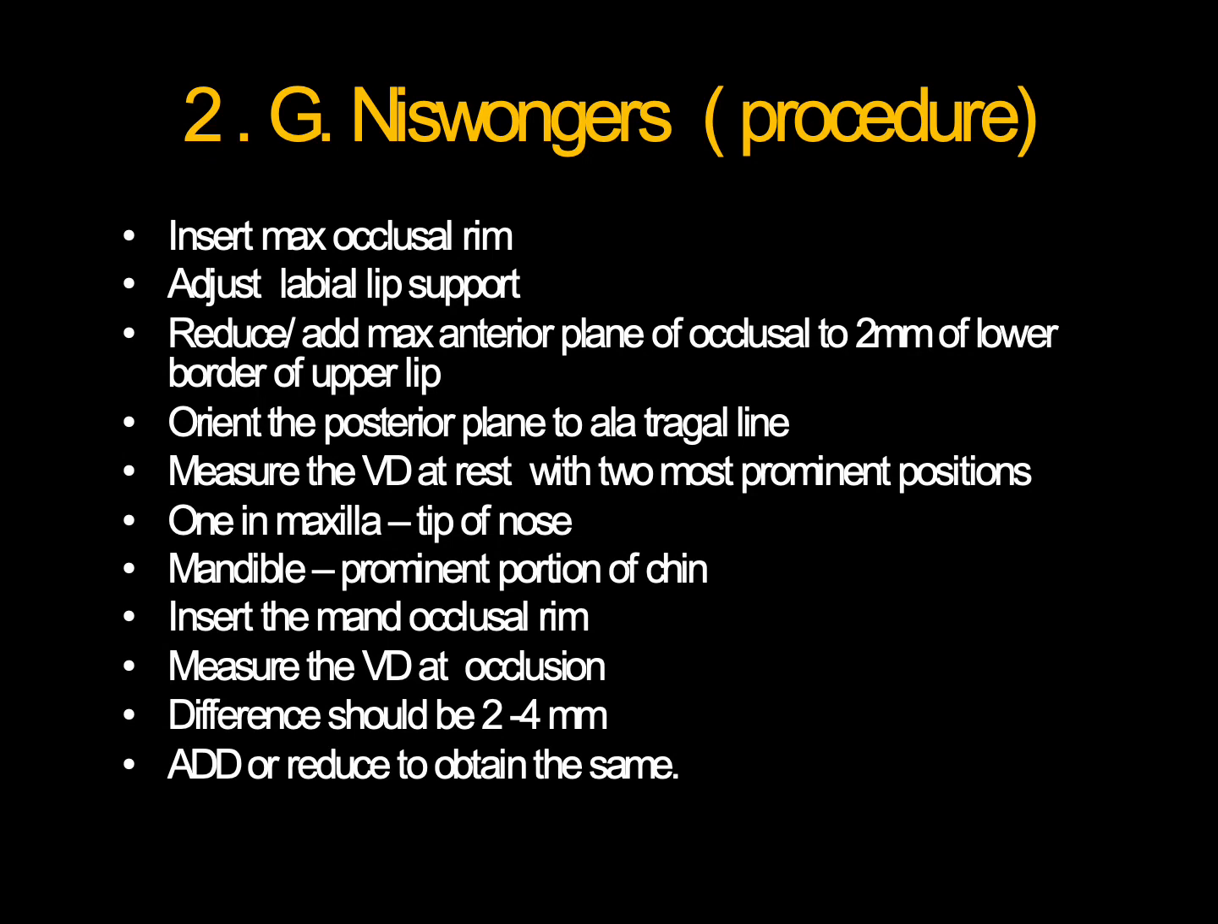Insert the mandibular occlusal rim and measure the vertical dimension at occlusion. The difference should be 2 to 4 mm. Either add or reduce to obtain the same.